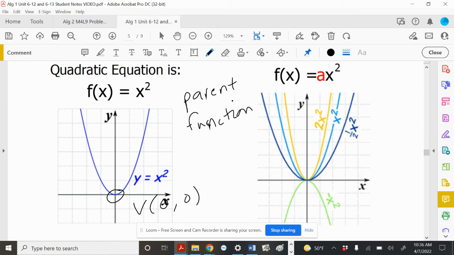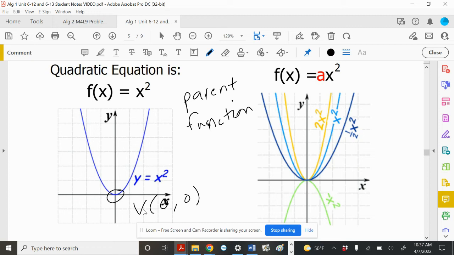So remember, if it goes up, we're always counting it up from 0, 0. So if it goes up 4, it would move up here. If it goes to the left 3, it would move over here. If it goes down 1, it would go down here. If it moves down 1 and over to the right 2, it would actually move over here.